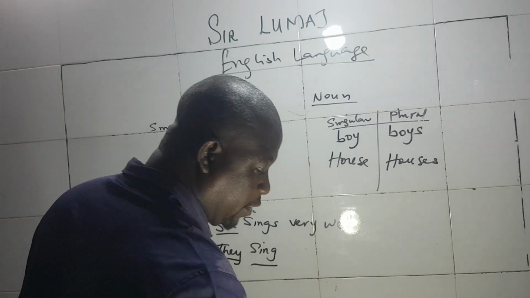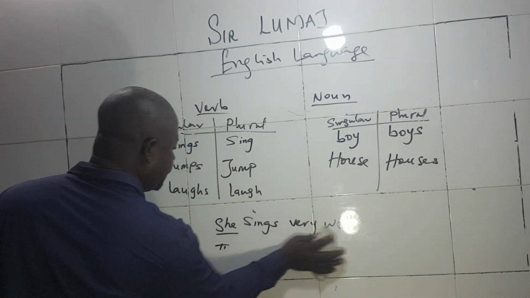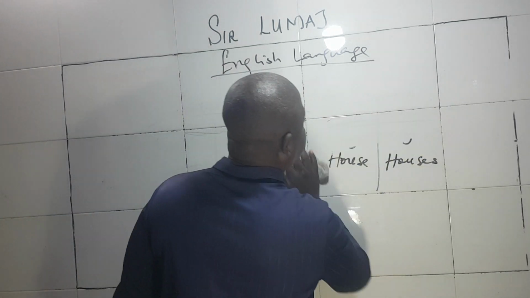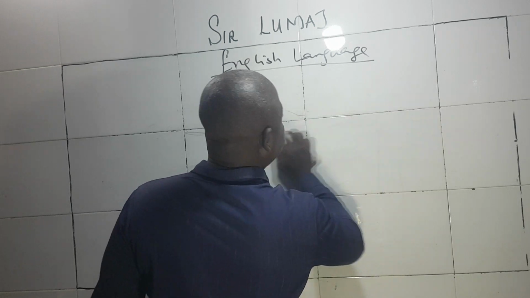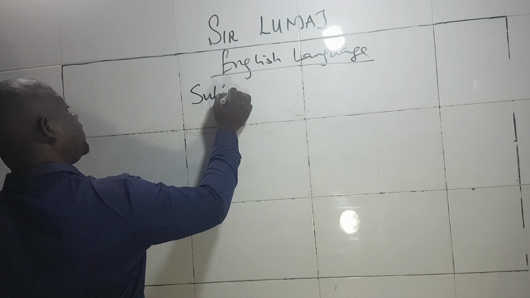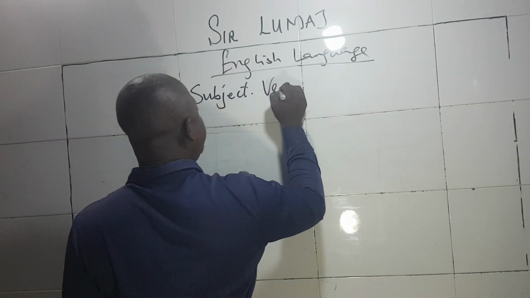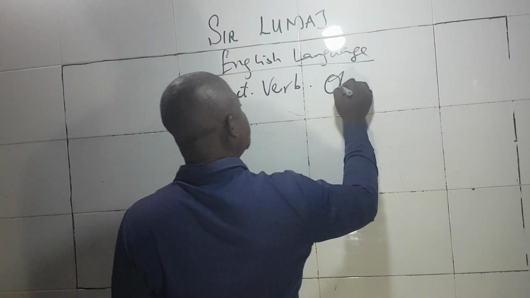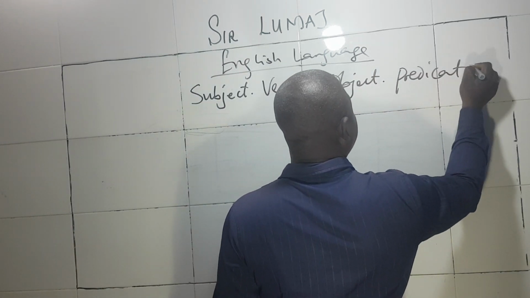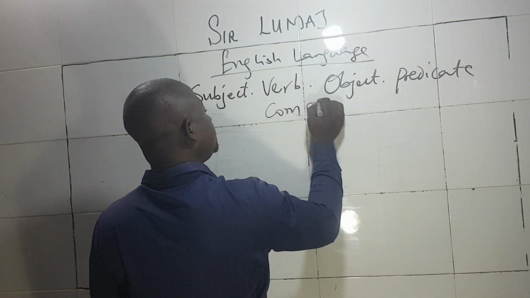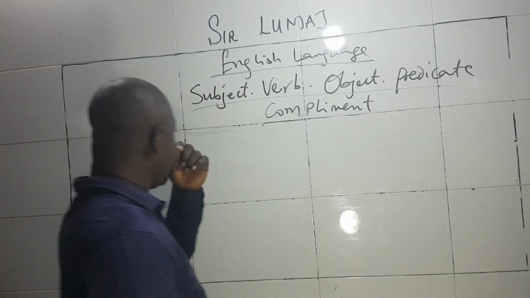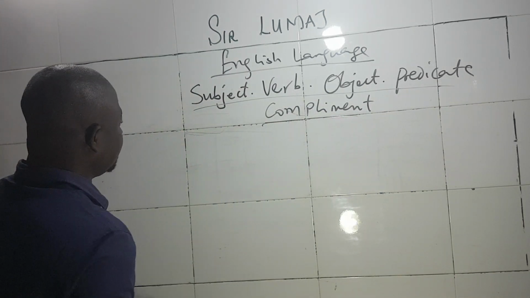So let's now go to subject, verb, object, predicates, and complements. Subject, verb, object, predicate, and complement. In a GB now, I will explain all this. I will use just only one sentence.